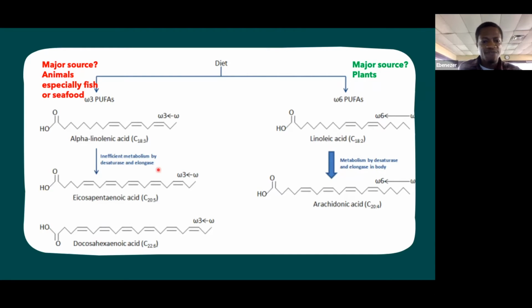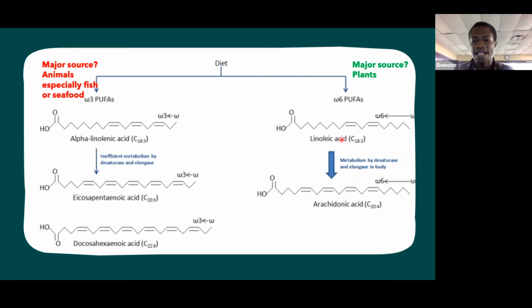Through the function of desaturase and elongase enzymes, we see that alpha-linolenic acid, which is an omega-3 fatty acid, yields eicosapentaenoic acid, a 20 carbon atom fatty acid, as well as docosahexaenoic acid, which are very important and are typical examples of omega-3 fatty acid. We can see that their unsaturation is really enormous. For instance, docosahexaenoic acid has about 6 degrees of unsaturation.